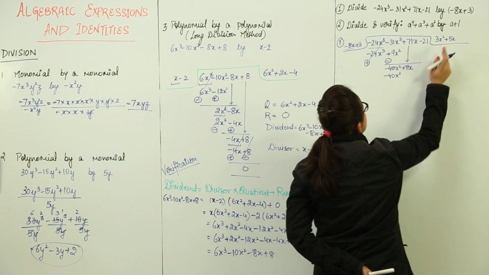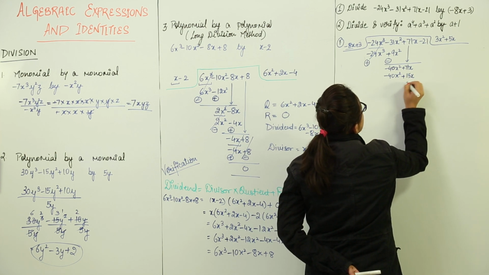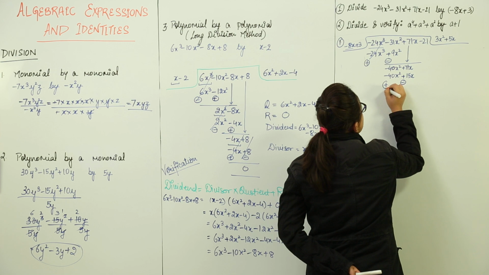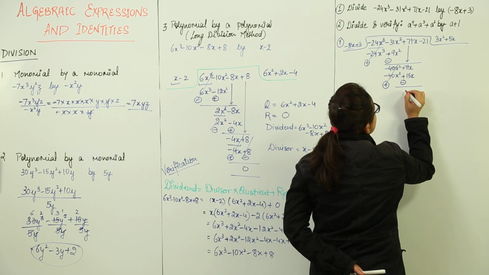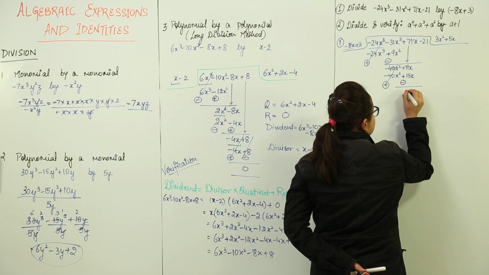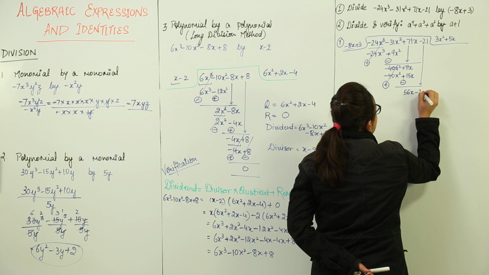Let us check. Minus 8x into plus 5x becomes minus 40x square. Plus 3 into plus 5x becomes plus 15x. Now we change the signs. This gets cancelled. What is 71x minus 15x? We get 56x and the next term is noted down.